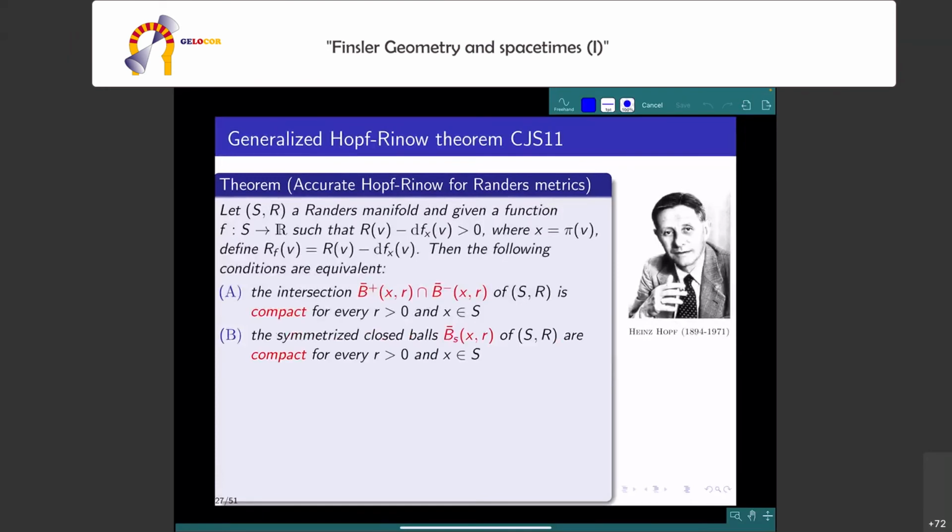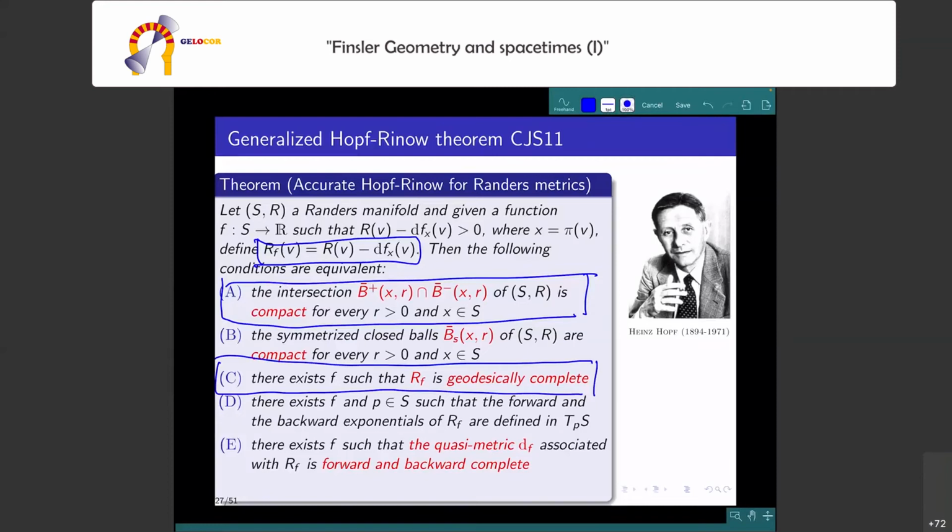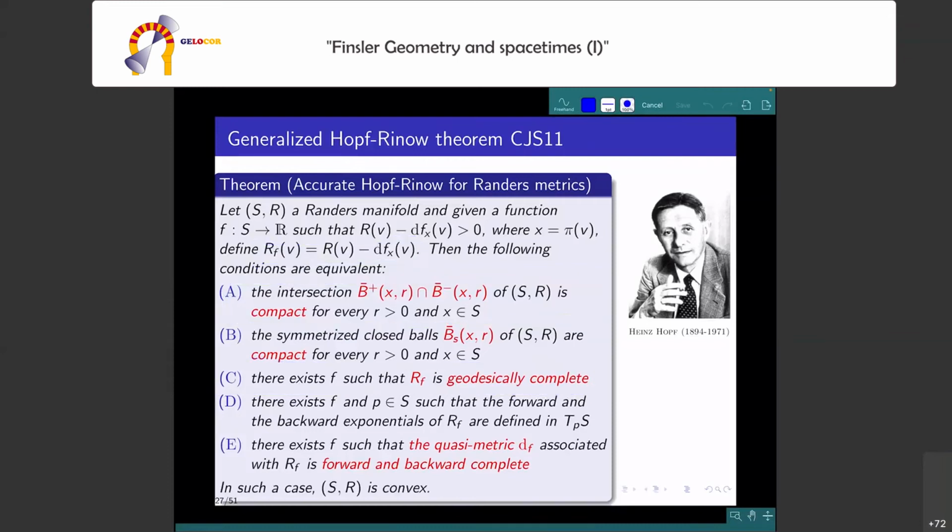So we can obtain this very nice theorem, a generalization of the Hopf-Rinow theorem. There are several characterizations, but here R_F is the initial Randers metric minus the differential of the function, and I'm going to focus on this characterization. The intersections of the balls are compact, and this is equivalent to the existence of a function f such that R_F is geodesically complete. So R_F has the same pregeodesics as R, but it is geodesically complete. Moreover, this condition hasn't appeared before in the Finsler world, but it's very interesting because, in particular, it implies the convexity of the Randers metric.